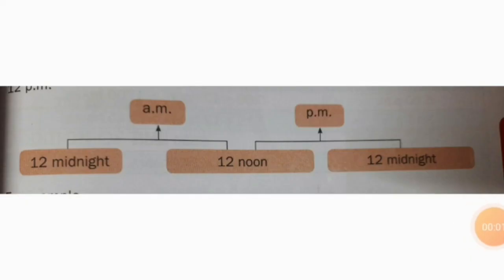The time 12 o'clock is written as 12 noon or 12 midnight and not as 12 AM or 12 PM. For 12 o'clock we do not use AM or PM, we write it as 12 noon or 12 midnight. So from this picture you can see that the AM time is from 12 midnight to 12 noon and the PM time is from 12 noon to 12 midnight.